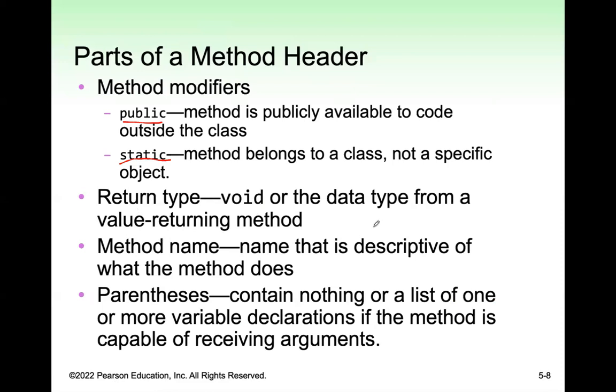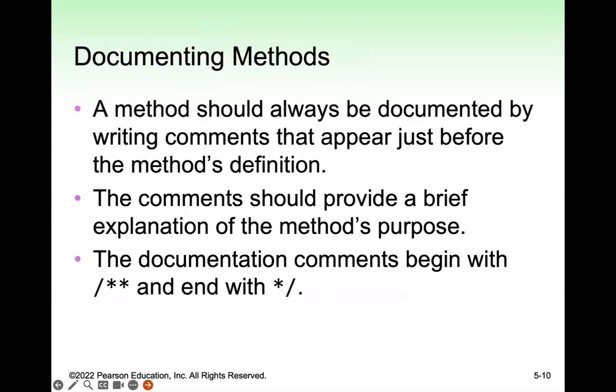Return type, as I said, is going to be either void or the data type that you want to return. Then the method name should be pretty descriptive. You should specify what that method is doing as best as you can. And then parentheses will either contain nothing or it will contain a list of arguments that you want to pass to that method. And again, I will show you that.